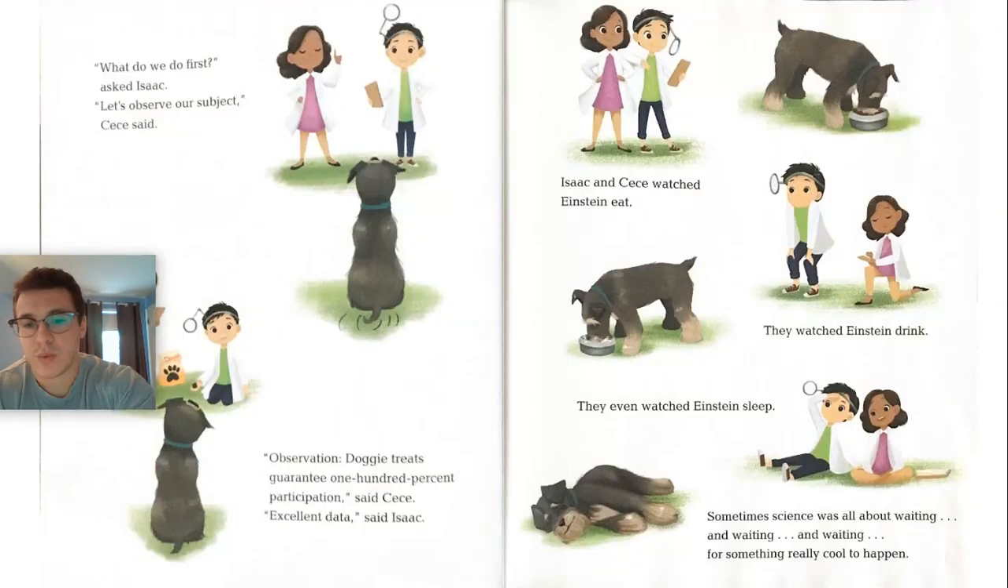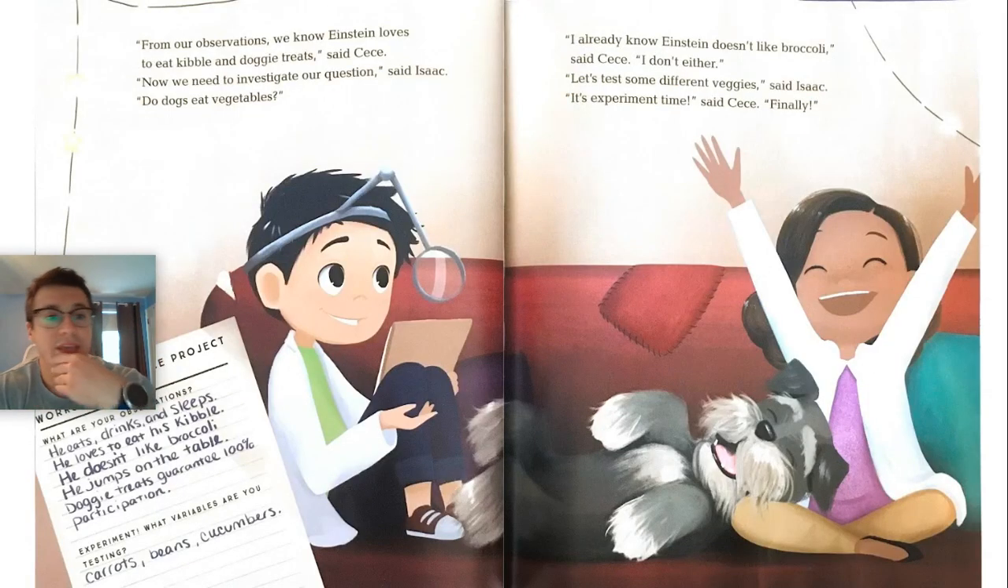So they get right to work, and their first step is to observe Einstein. They gave him treats, they watched him eat, they watched Einstein drink, and they watched him sleep too. They had to be very patient before they could actually start with the experiment because the first step was an observation. And then, right where we left off, it was time to start the experiment.